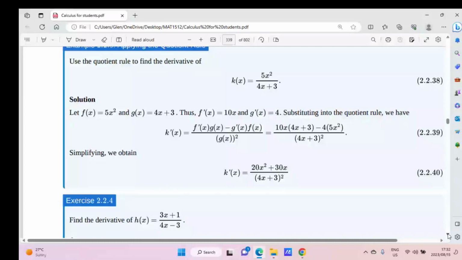Okay, I got negative 13 divided by 4x minus 3, bracketed, everything raised to the power 2. Please repeat. Negative 13 all over 4x minus 3, bracketed, squared. Okay, thank you.